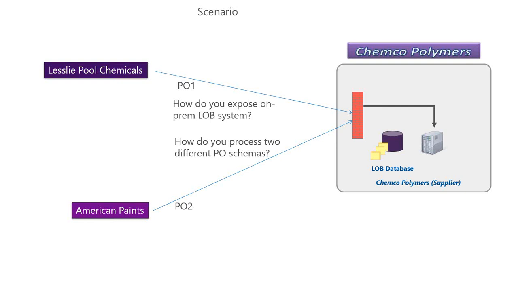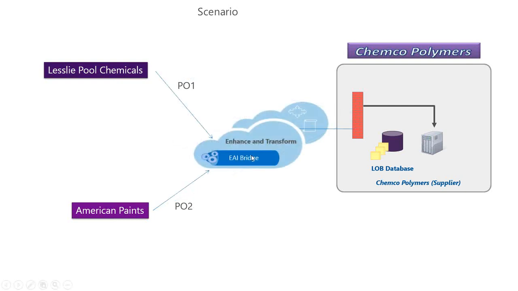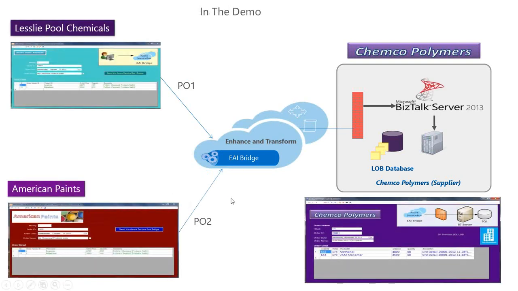It's a database, a SQL Server database at this point, and it's interacting with these 2 companies, and they're going to send it purchase orders. And that is what we have to solve. So what we're going to do is put an EI bridge in the middle. BizTalk Service EI bridge is going to receive both of those purchase orders. It is going to transform that and hopefully communicate with the line of business database.